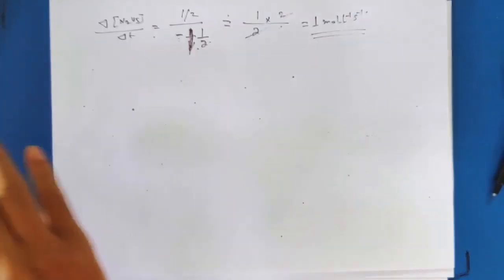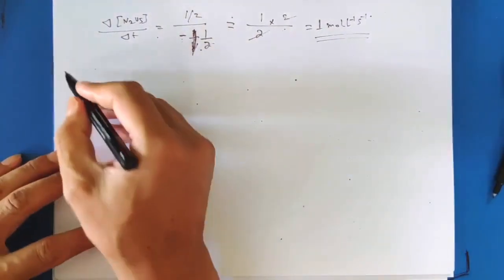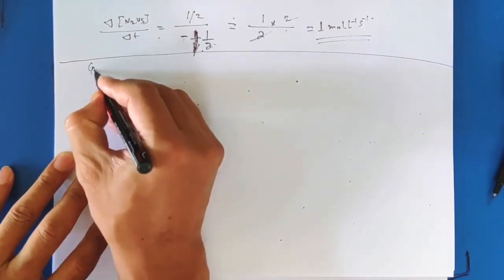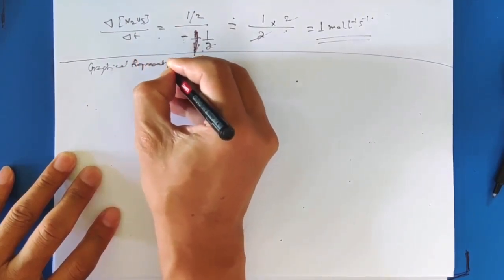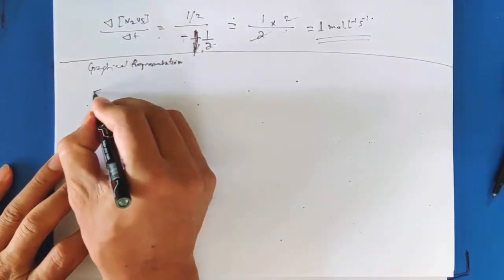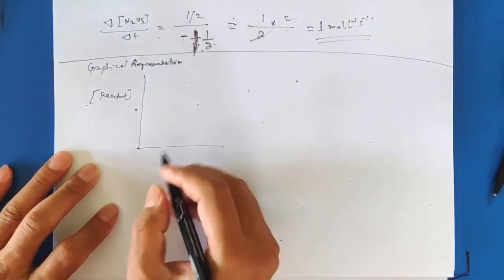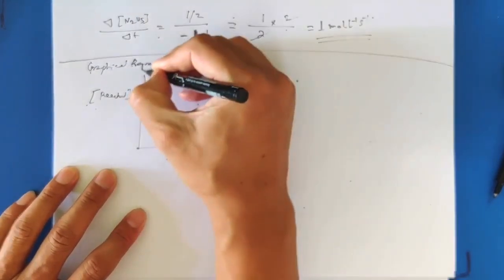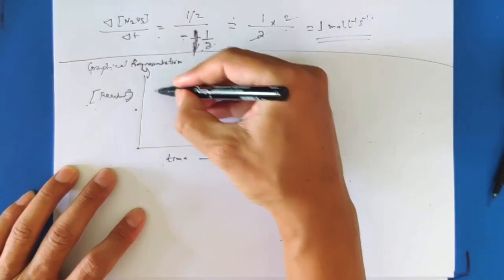Next, I will explain the graphical representation. Suppose reactant is on the y-axis and time is on the x-axis. With the passage of time, what happens to the concentration of reactants? It decreases.